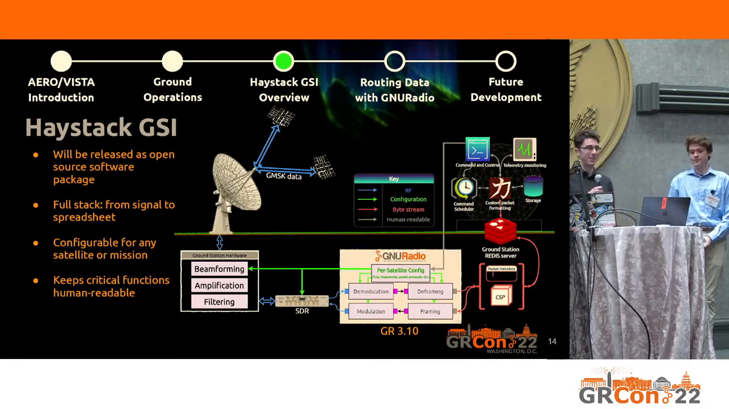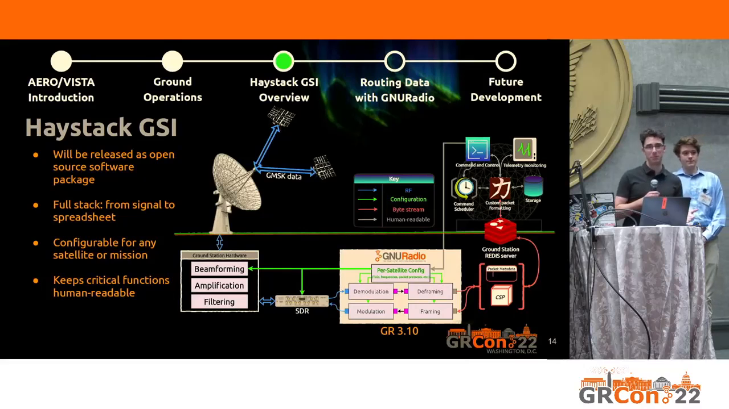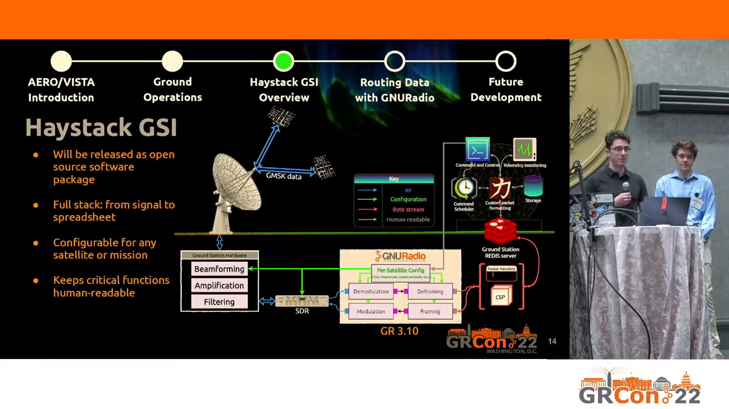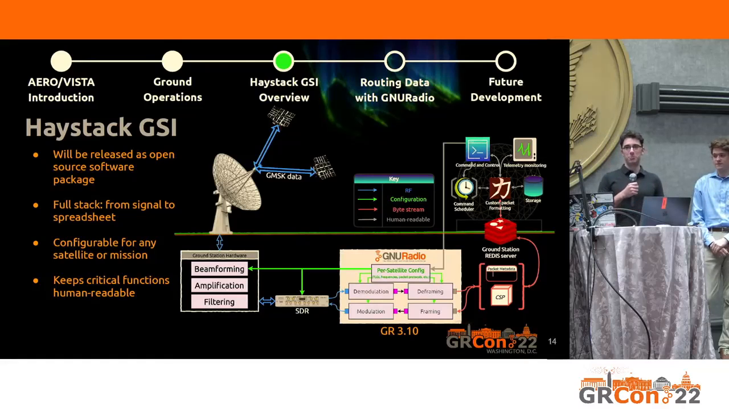So this is the Haystack ground station interface, which we're working on. We plan to open source it once we finish developing it, but the idea is that it's human readable and extendable to any satellite mission. So even if another university or science team doesn't have our exact satellite hardware, and obviously they won't have access to the specific satellite dish that we do, actually, the UHF phased array feed that we have, there's only one in the world right now because it was custom built.